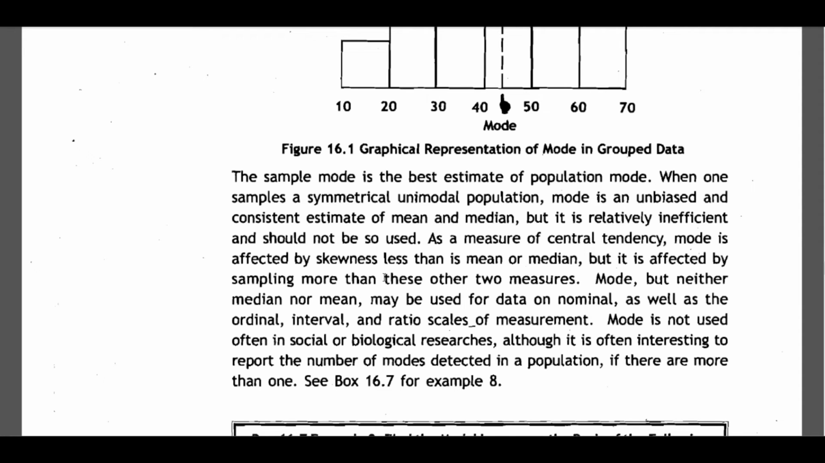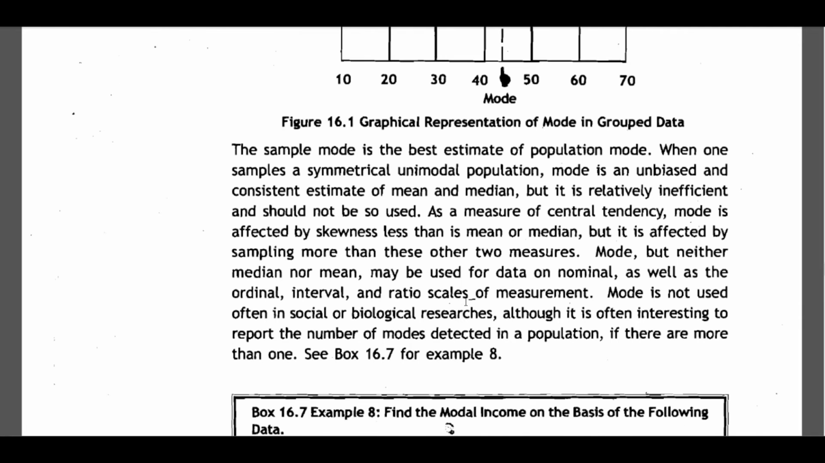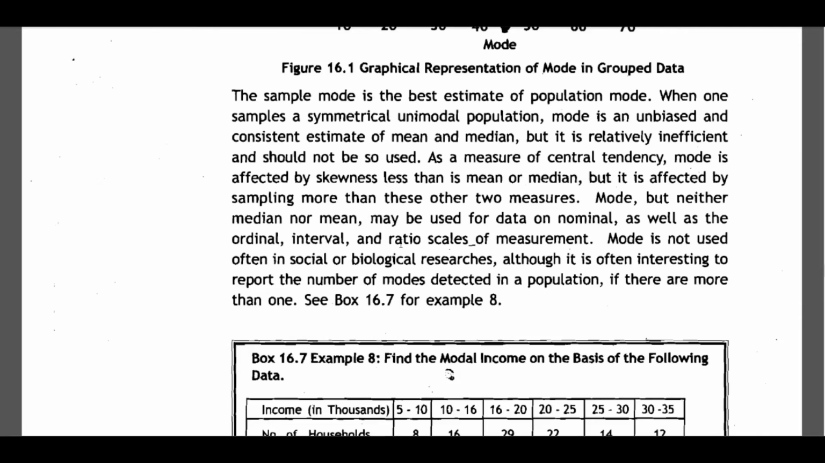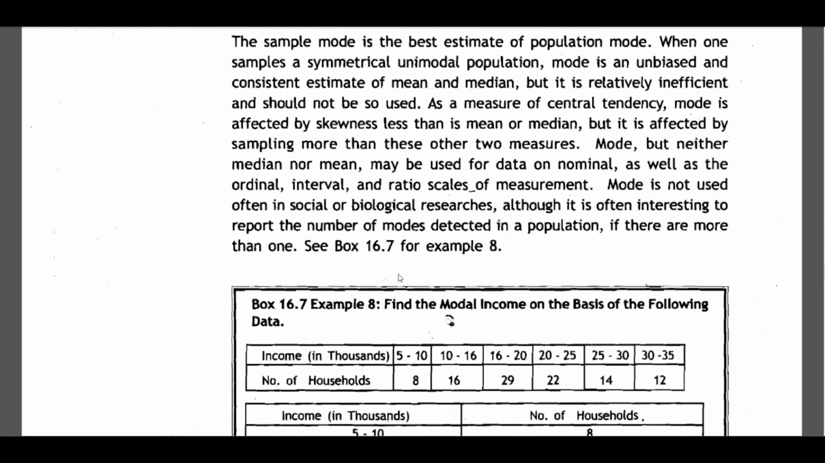As a measure of central tendency, mode is affected by skewness less than the mean or median, but it is affected by sampling more than these other two measures. Mode, but neither median nor mean, may be used for data on the nominal as well as the ordinal, interval and ratio scales of measurement. Mode is not used often in social or biological research, although it is often interesting to report the number of modes detected in a population if there is more than one.